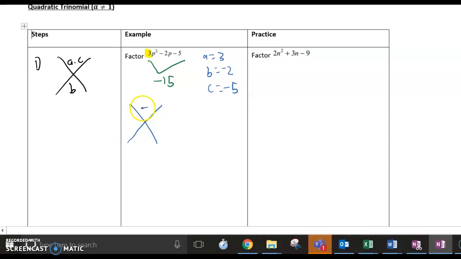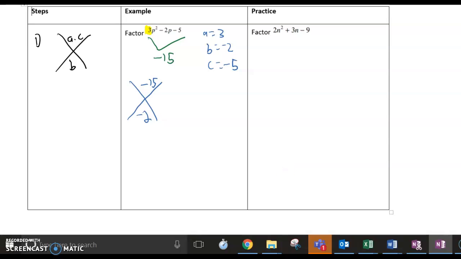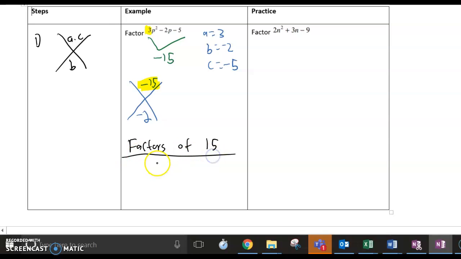We've got -15 and -2. So I want factors. We always take factors of this guy here. So I want factors of 15. Remember, we'll worry about positive and negatives after. So you're always going to have 1 and 15. That's not going to get us to -2.